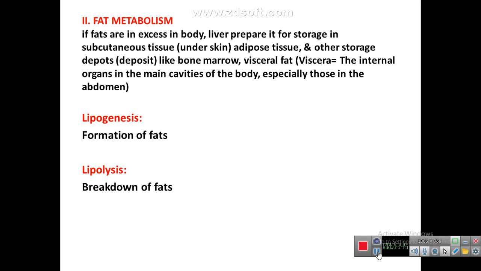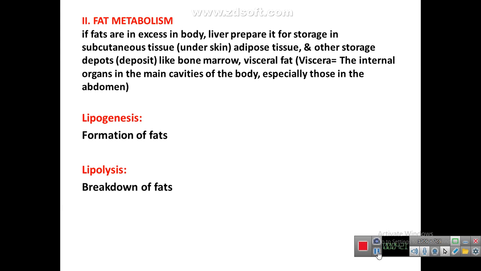Second function, fat metabolism. If fats are in excess in the body, the liver prepares them for storage in the subcutaneous tissue. Sub is for below or under, cutaneous is for the skin, that is adipose tissue, and other storage depots. Depots mean deposits where fat accumulates, like bone marrow and visceral fat. What is viscera? The internal organs in the main cavities of the body, especially those in the abdomen.